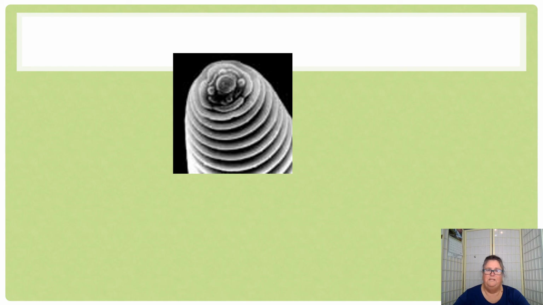There's a mouthpiece of ring nematode. The little hole there is where the stylet would come out.